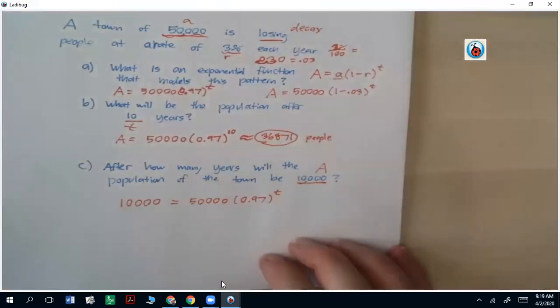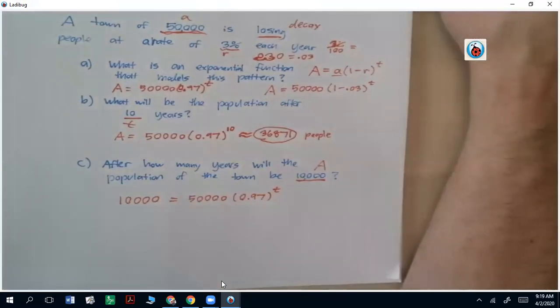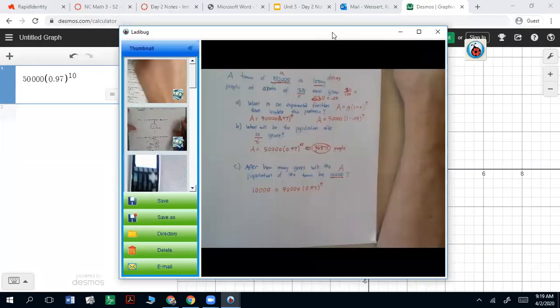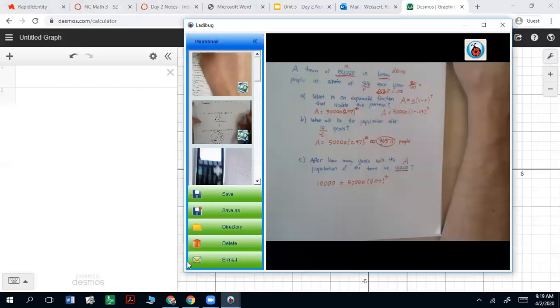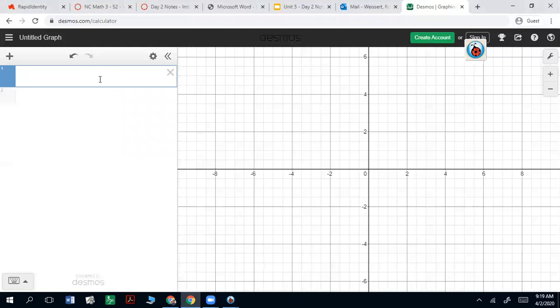And for that, we can do a couple things. We can estimate. 10,000 equals 50,000 times 0.97 to the t power. We can certainly plug that in and kind of play around with the numbers. So let me do 50,000, 0.97 raised to, and we can't put t in decimals, so we'll put x.